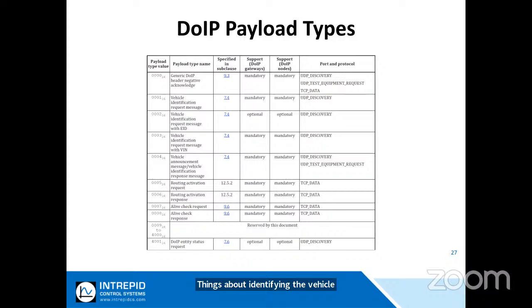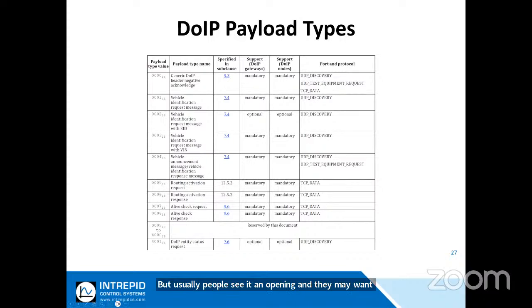Oh, I'm sorry, actually 1 through 6 essentially is all about your discovery. And then you get to routing activation, that's the 5 and 6. A live check, I'll explain that in a little bit, and the entity status request as I go on. Notice that you've got a whole range in here that's reserved, okay? It's reserved by the document, but usually people see an opening and they may want to use it.